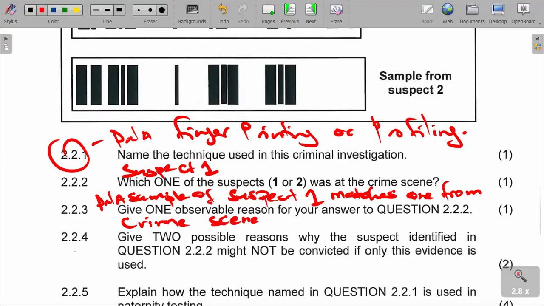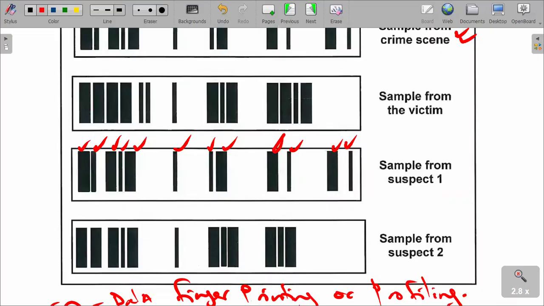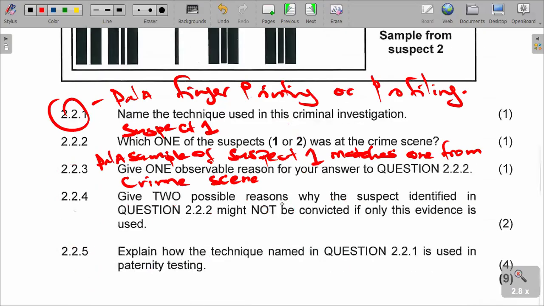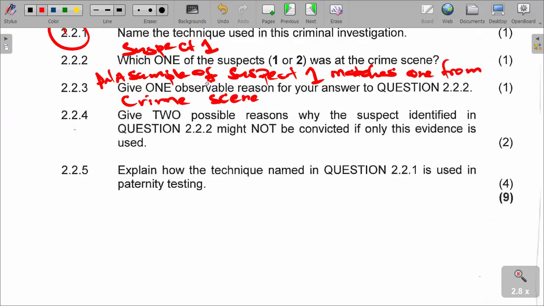As I was marking there, you can see that these profiles are actually matching. We can see a typical matching of suspect one to the one from the sample from the crime scene. We are saying they are quite matching. So the DNA sample of suspect one matches the one from the crime scene, which means that he is the one who was at the crime scene.